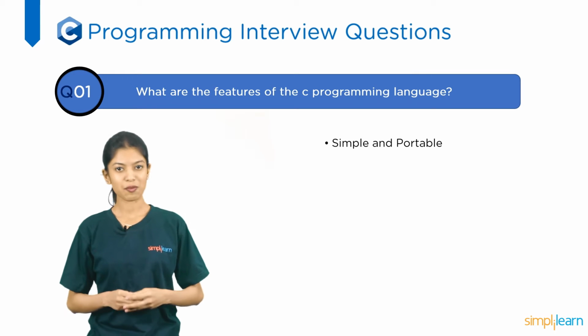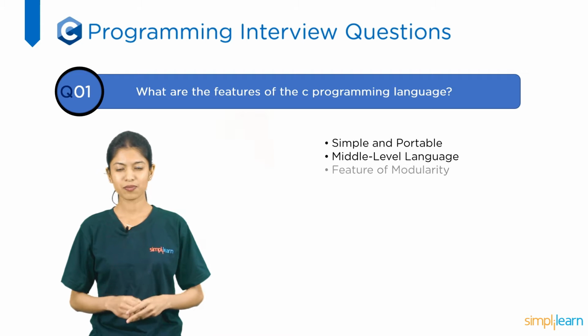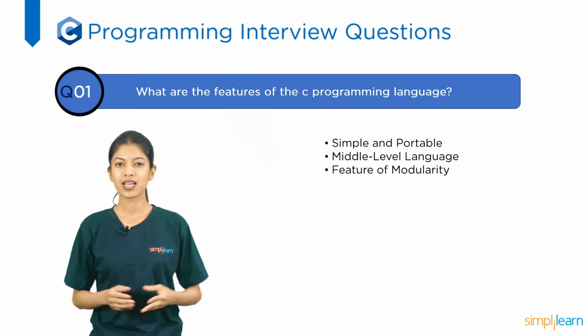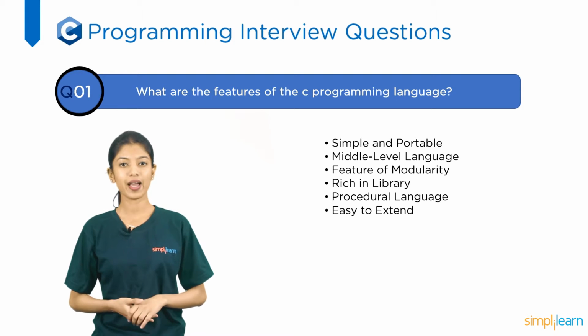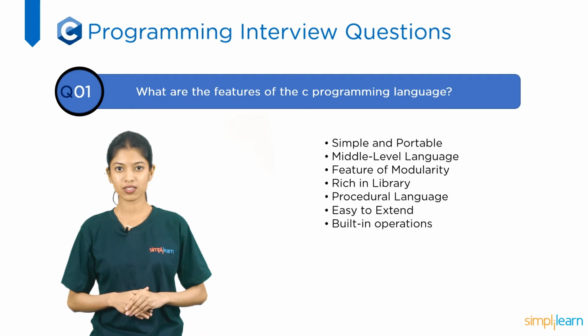C is simple and portable. It is a mid-level language. It has the feature of modularity. C is rich in library. It is a procedural language, easy to extend, and it consists of built-in operations. It also provides memory management.